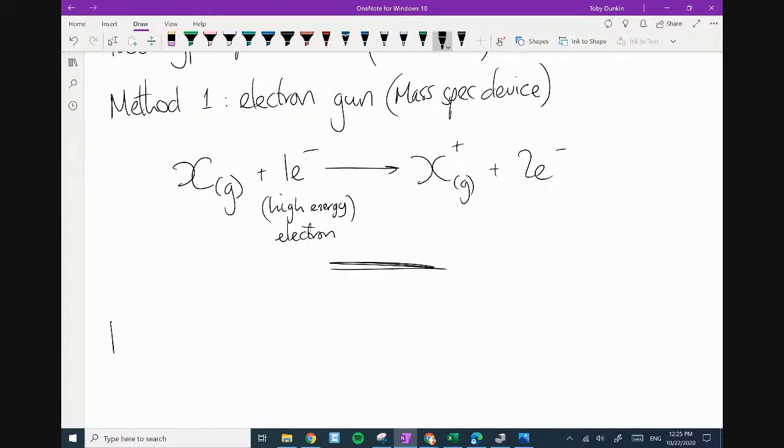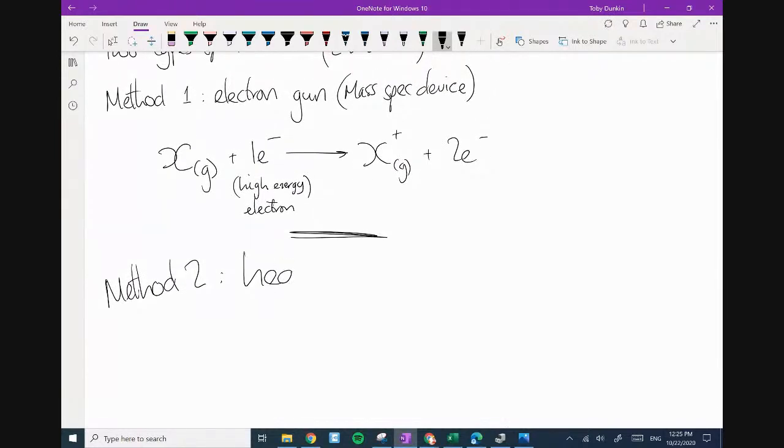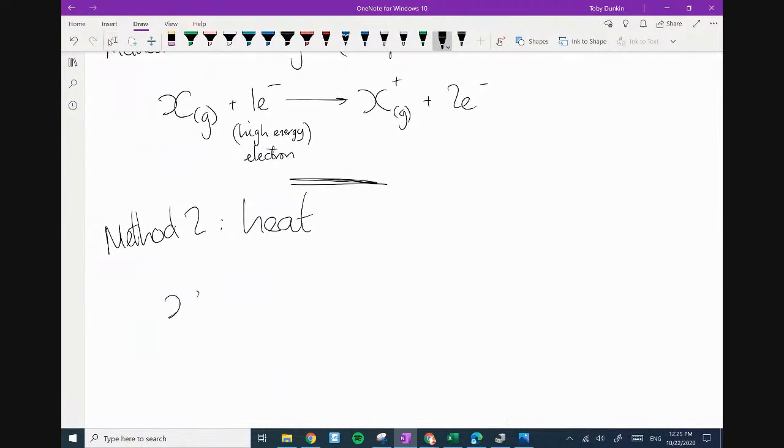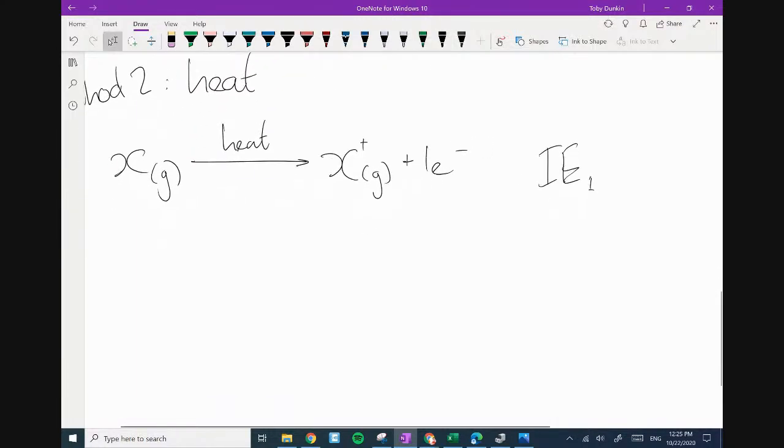So we invented a second method. By the way, I think this method came first. Method number 2 is to use heat. If you heat an element, and you're going to have to heat the bejesus out of it, seriously heat this, guys, with copious amounts of heat, it will vibrate faster and faster and faster, boom, until an electron flies off. And that is ionization energy number 1. The energy needed to remove 1 electron.